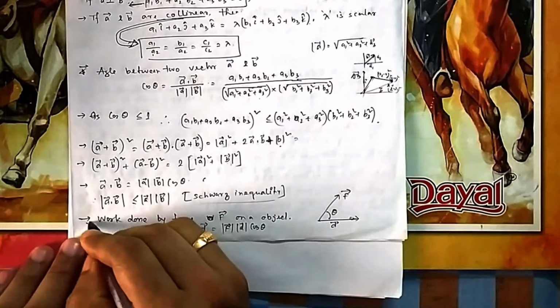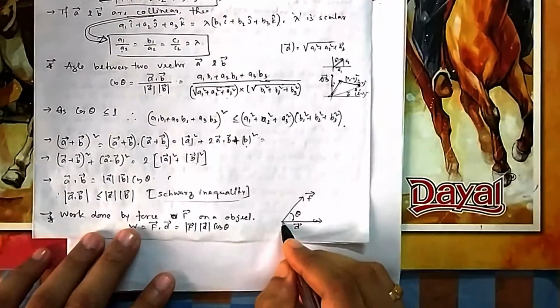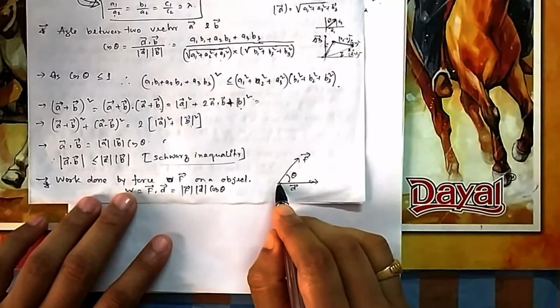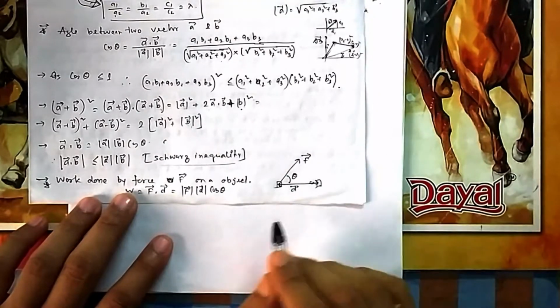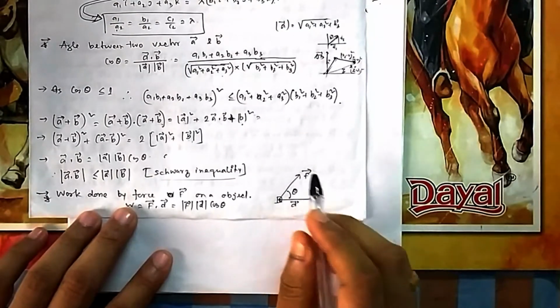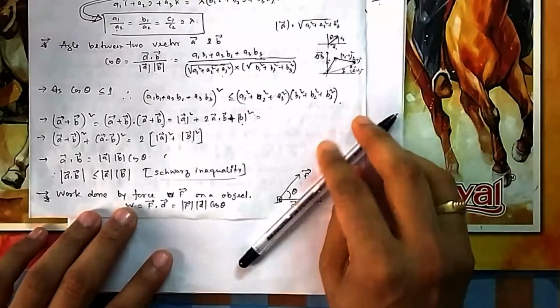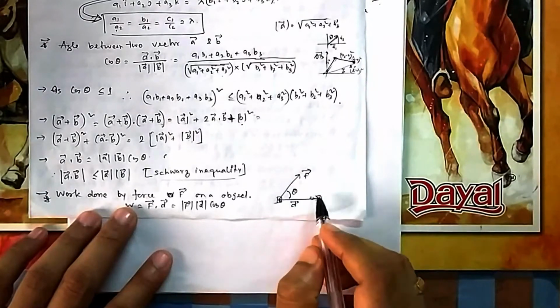Now another application of dot product is the work done by a force F on an object. Suppose there is an object here, you apply a force here, and due to this force, this object is moved from this place to this place in this direction. So what is the work done? Work done is force into displacement. So force, not the normal force. The entire force is not working to push it there.